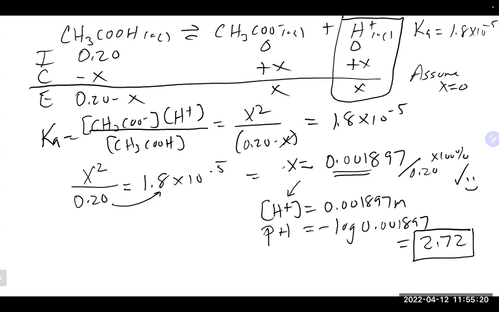Any questions on any of those steps? This is really just a basic Ka problem like we did earlier on in this chapter.